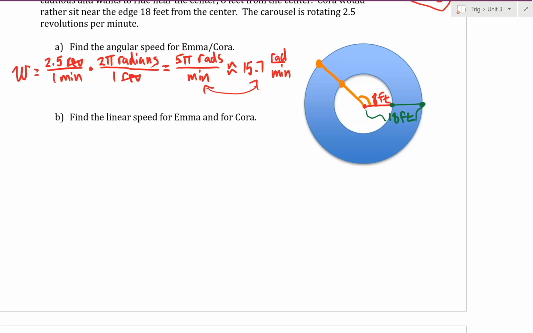Who's traveling faster? Well, the closer you are to the center, the slower you're going. The farther away you are, the faster you have to go. Linear speed. Hopefully we understand that.